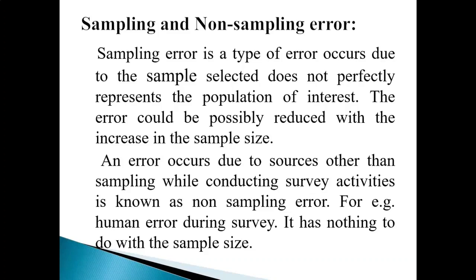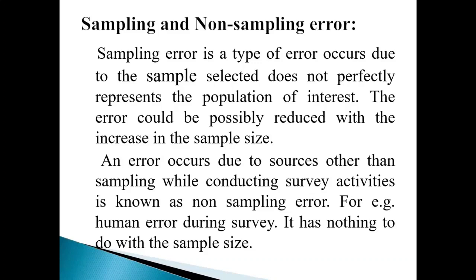So according to you, does a census have non-sampling error or sampling error? Census has non-sampling error. There is no sampling error, because census is a complete enumeration of the population. So sampling error cannot arise in a census. This is an important point while studying non-sampling error and sampling error, because complete enumeration of the population is done in a census. So sampling error is not there in a census, but a sample survey has both sampling error as well as non-sampling error.